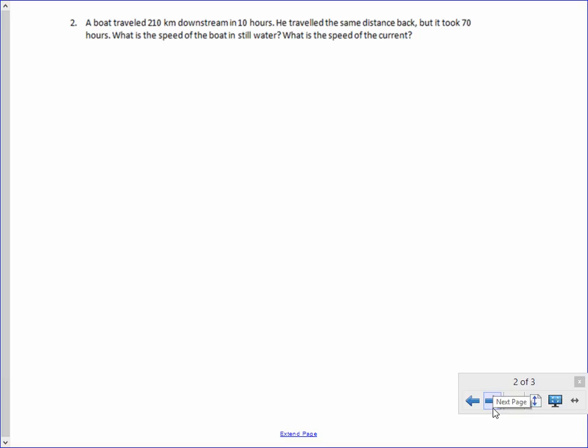Let's try another one of these boat questions. It says, a boat traveled 210 kilometers downstream in 10 hours. The boat traveled the same distance back, but it took 70 hours. What is the speed of the boat in still water? What is the speed of the current? So it was a really slow travel back. Speed downstream, and then we took our time coming back upstream.